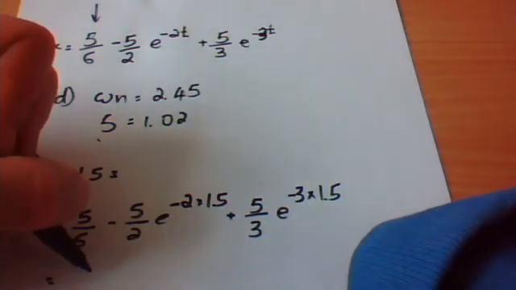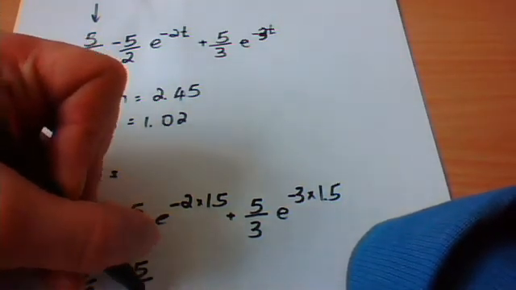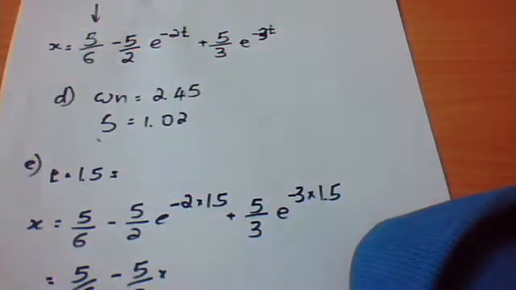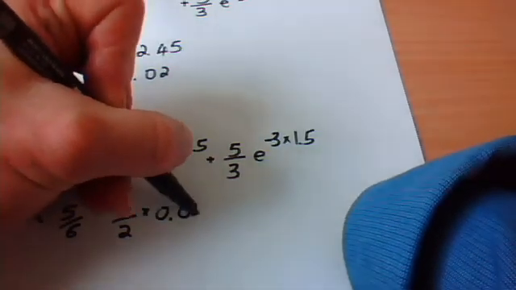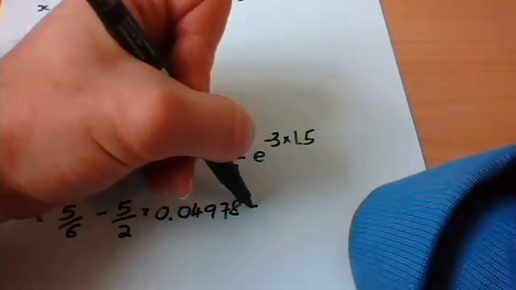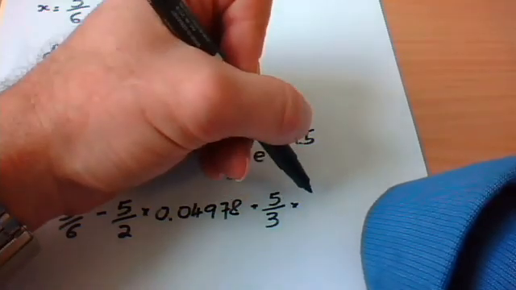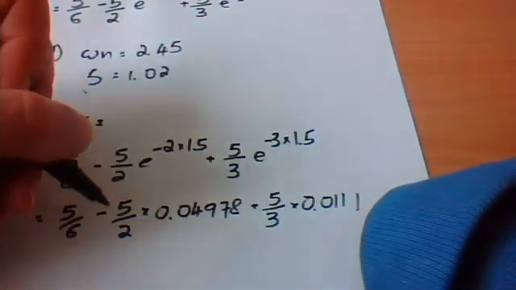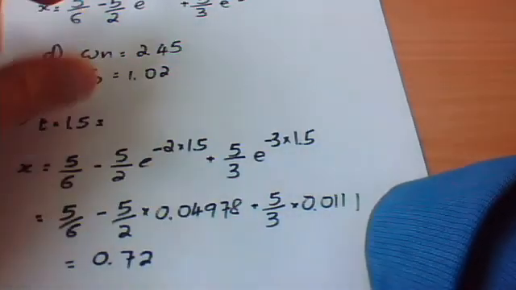And that will give us a value of 5 over 6 minus 5 over 2 times, let's get this right, 0.04978 plus 5 over 3 times 0.0111, okay, which would be 0.72 is the answer.